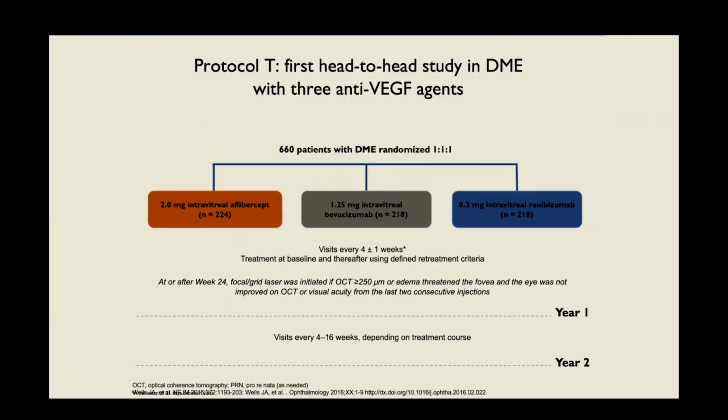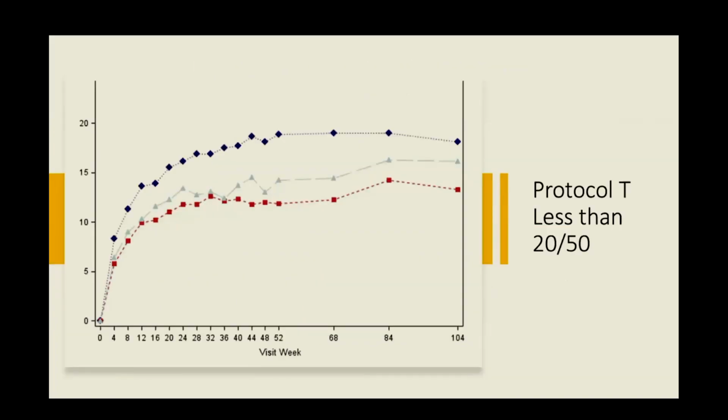Protocol T was a comparative trial between aflibercept, that is Eylea, bevacizumab or Avastin, and ranibizumab or Lucentis. And this was a very important study. For most of the last decade, we had only these three anti-VEGF agents. So again, in Protocol T, what it showed is that eyes which had worse than 20/50 vision, similar to Protocol I, gained much better vision. Both aflibercept and ranibizumab are quite similar to each other, but the red line, which is bevacizumab, had much less gain in vision compared to aflibercept or ranibizumab.